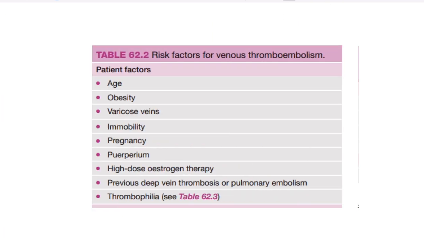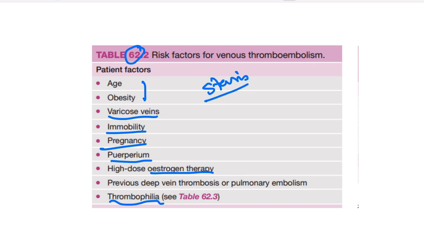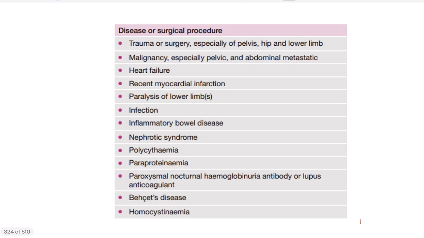This is a snapshot directly taken from Bailey and Love, chapter number 62. Here we can see the different types of risk factors of thromboembolism: obesity, varicose vein, immobility, pregnancy, puerperium, high dose of estrogen therapy, that means hormone replacement therapy, HRT, and previous deep vein thrombosis or pulmonary embolism, and thrombophilia. So they are the risk factors for development of venous thromboembolism. That means any cause which is responsible for stasis of the blood, or there are increased substances in the blood, such as malignancy. Such types of conditions usually increase the risk of venous thromboembolism.